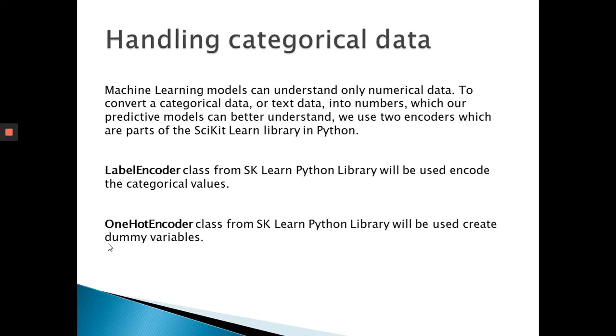These two encoder classes are called label encoder and one-hot encoder. The label encoder class from the sklearn Python library will be used to encode the categorical values. And the one-hot encoder class from the sklearn Python library will be used to create dummy variables. Now let's understand them one by one.